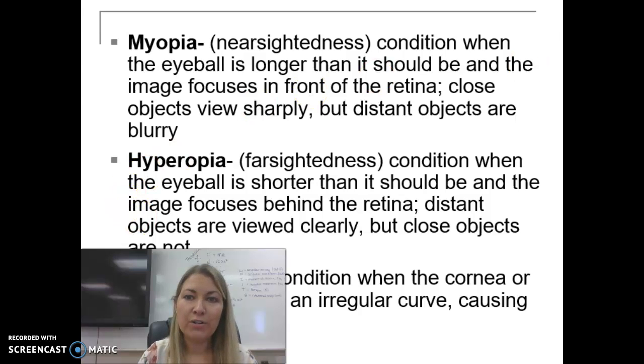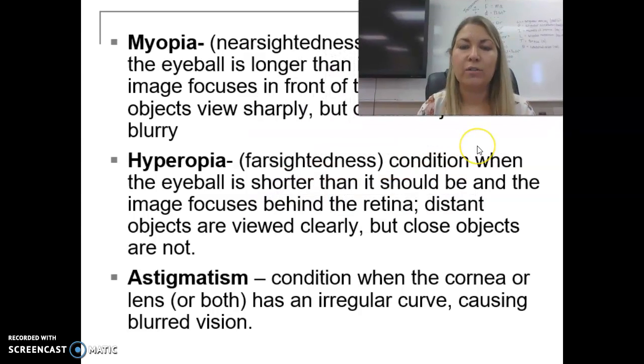Somebody who is nearsighted has an eyeball that is longer than it should be. So you can see objects up close, which is why you're nearsighted, but you can't see objects that are far away. This is the most typical kind of vision issue that needs correcting. Hyperopia is the opposite, where you can see things that are far away, but focusing up close is a lot more challenging. And then astigmatism, as we already talked about, is where the cornea or lens or both are a little bit irregular, so the vision is blurred regardless of your vision correction.